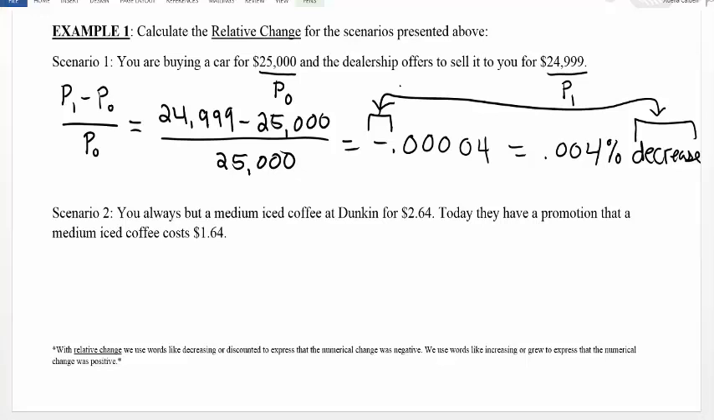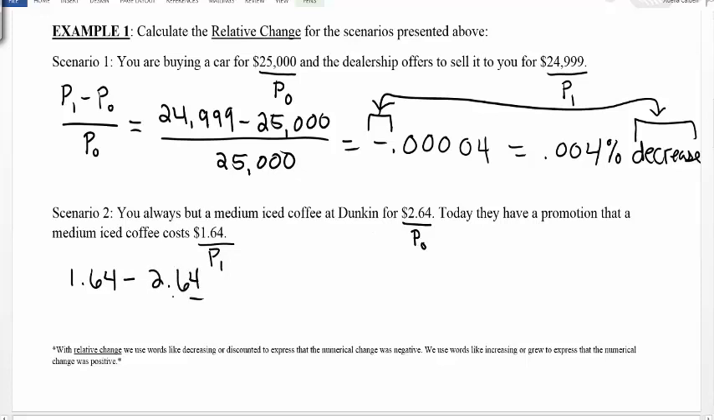So our iced coffee that's normally $2.64, so that's our original price, today has a promotion where we're going to get it for $1.64. So that's my new price. So again, applying my formula, I'm going to do P sub 1, which is $1.64, minus P naught, $2.64, all divided by the original amount, $2.64. So again, I'm going to put this into my calculator. Turns out when I put it into my calculator, I get a lot of decimals, unlike the previous problem where I just terminated at 4. There were no other numbers after it.